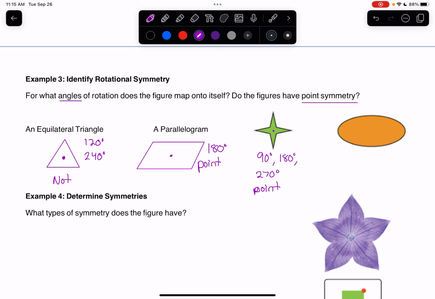And then finally, this oval. How far do I have to spin this oval around its center to make it look the same? That would be 180 degrees, and that means that it has point symmetry.